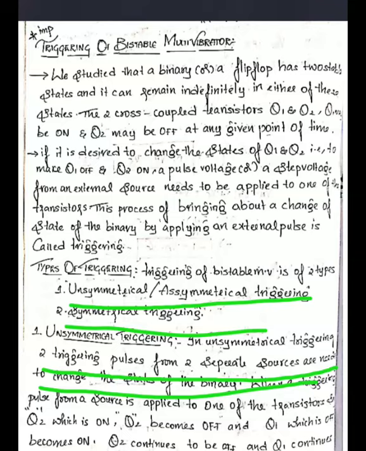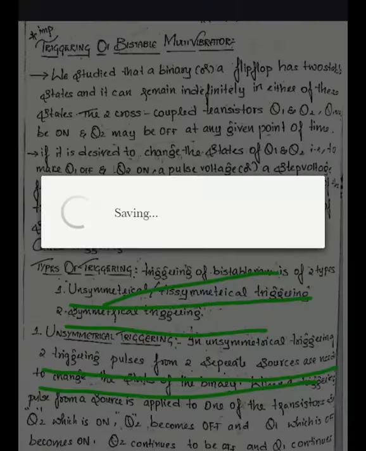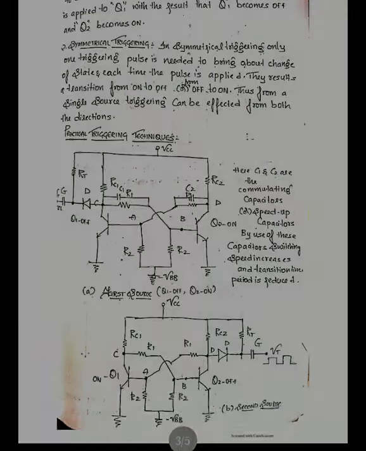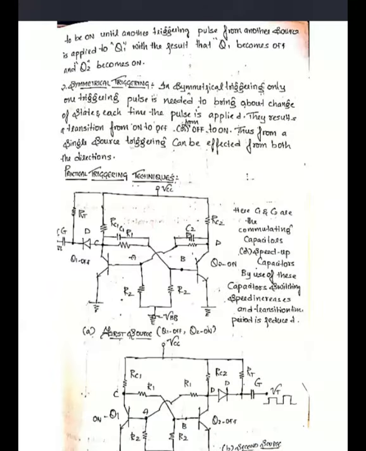It requires two triggering pulses from two separate sources. Next, coming to the triggering, symmetrical triggering. Symmetrical triggering only requires one trigger pulse to change the state of the corresponding transistor.